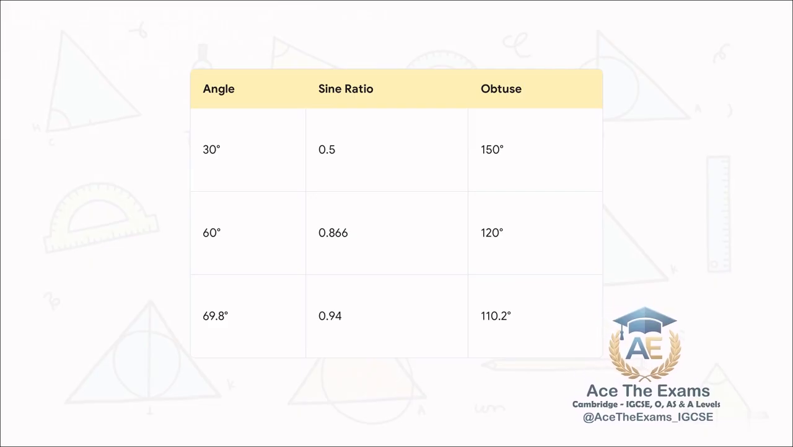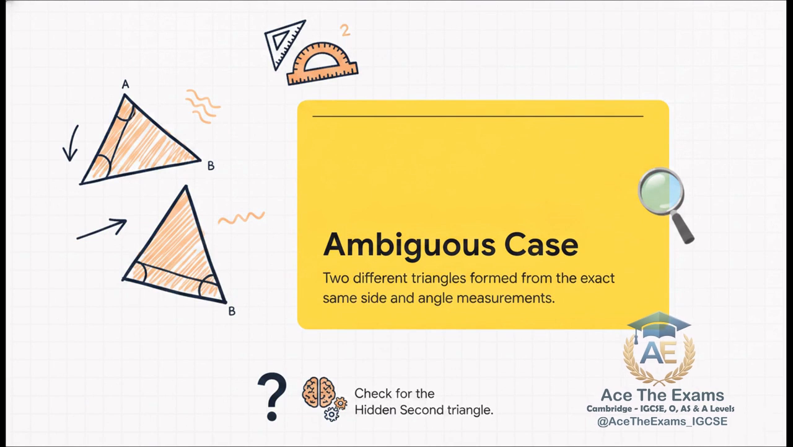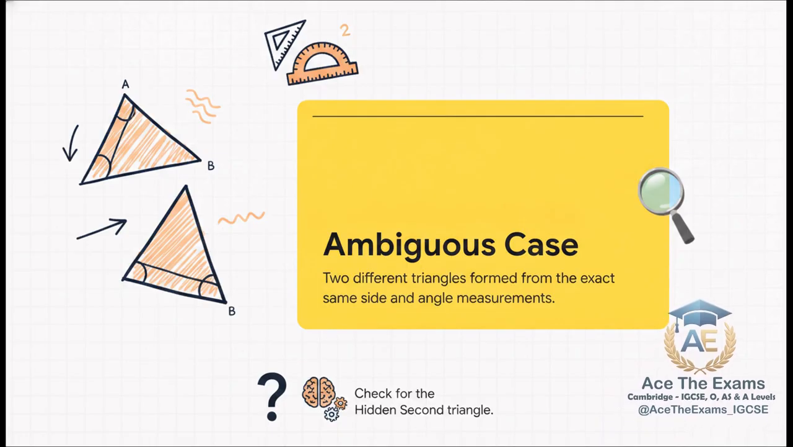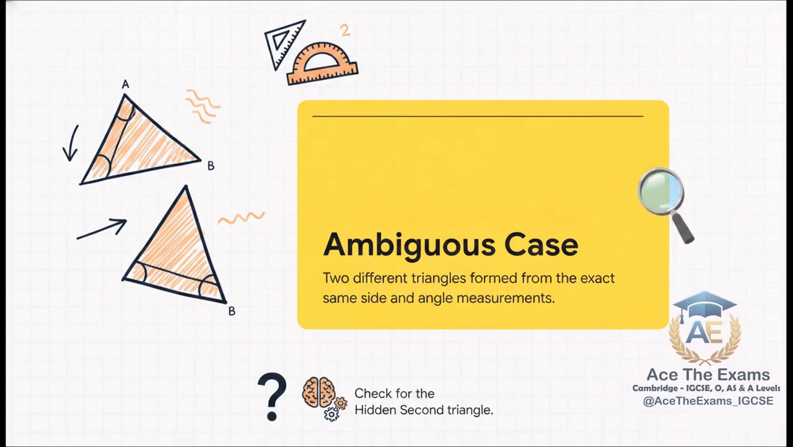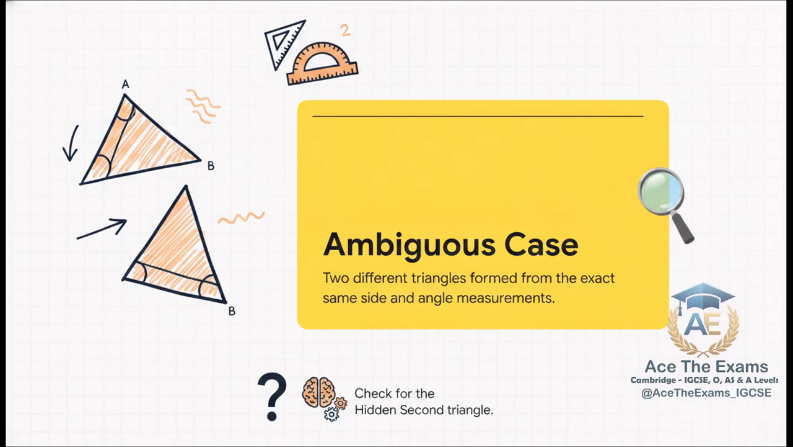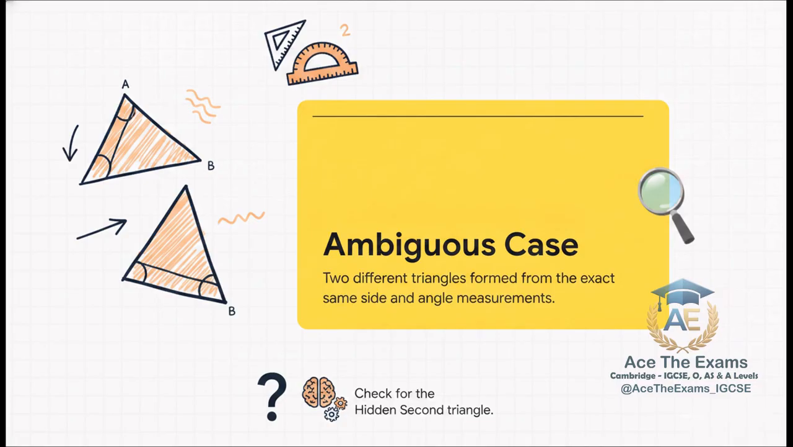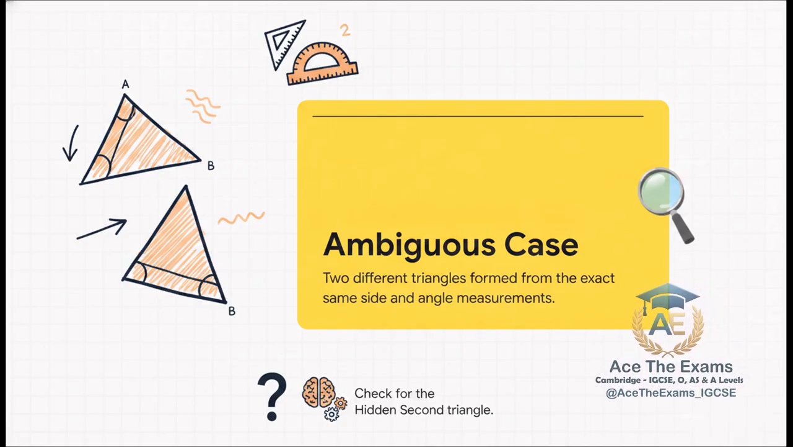Okay, back to the trap. The crucial point you need to remember is this. If a problem gives you an angle and two sides and it doesn't explicitly tell you whether the triangle is acute or obtuse, you have to be highly suspicious. You must take the acute angle your calculator gives you and subtract it from 180 degrees. You have to manually check for that hidden obtuse angle.